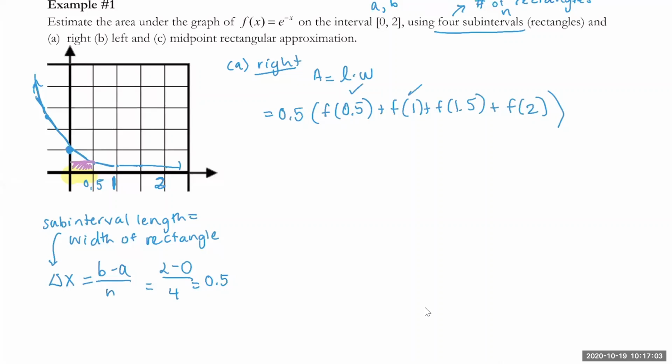So it's 1, 2, 3, 4 rectangles. And if it's on a free response, you would just write out what those y values are with the 0.5 plugged in without having to simplify it, because that's considered algebraic. So f of negative 0.5, e of negative 1, e of negative 1.5, and e of negative 2. And all I'm doing is plugging the corresponding x value into the f of x function to come up with the y value. This represents the width, and each one of these are the heights.